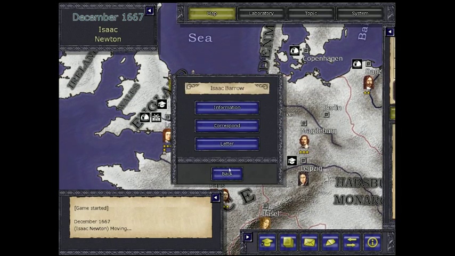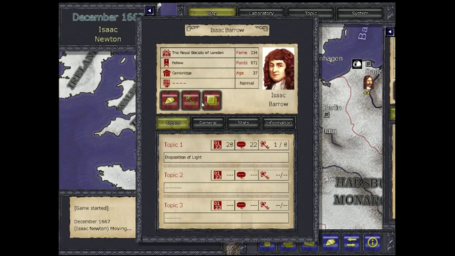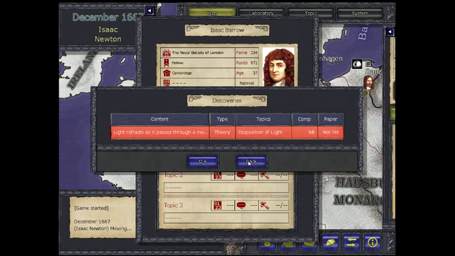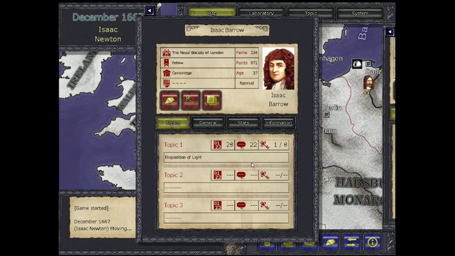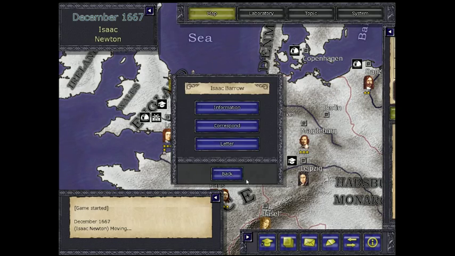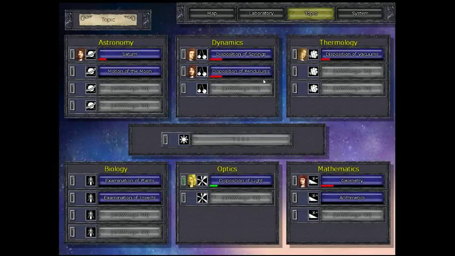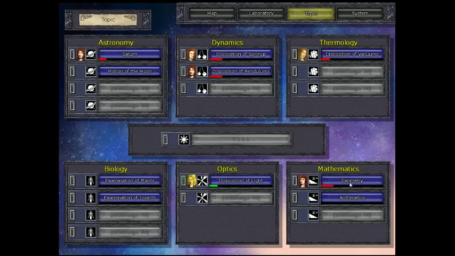Isaac Barrow, published something? Not yet. Parallel postulate is unnecessary. That is in geometry. Oh, Barrow expanded into a different field. But that must be in like a former category. I don't think geometry is one of the topics. No. Mathematics, geometry. Oh, you know what he must have done? He must have been researching the topic and then he suspended it. That's what I'm assuming happened.